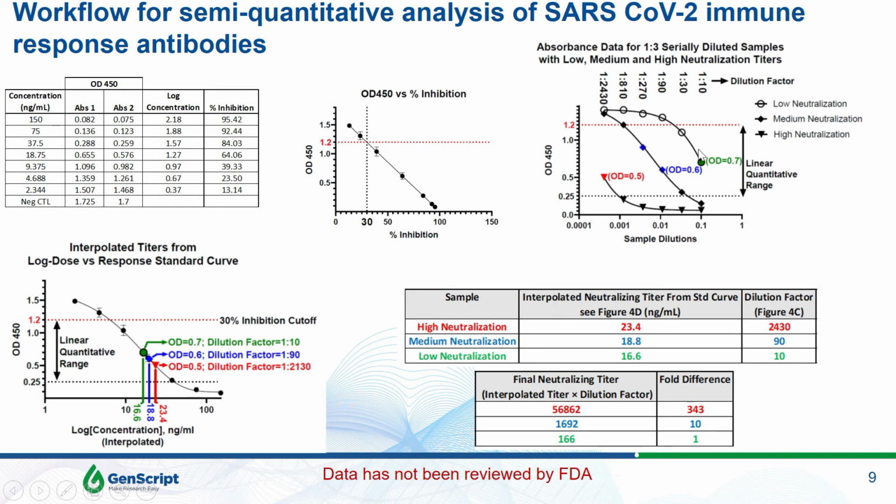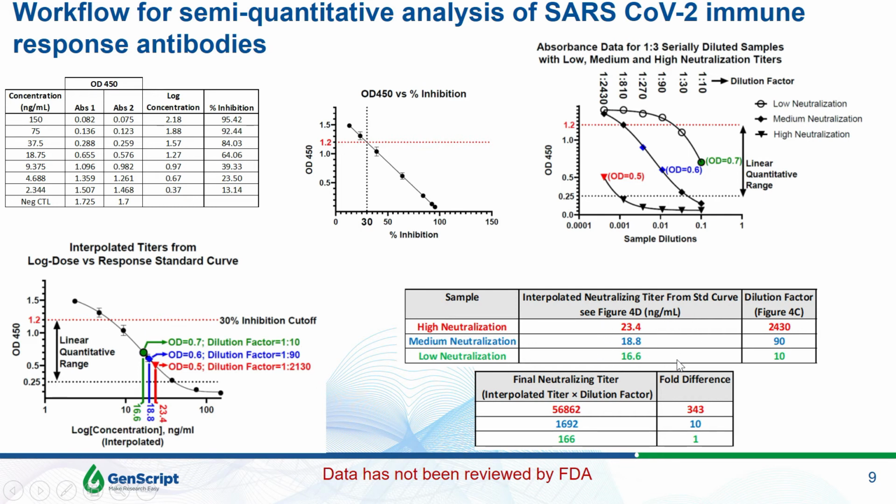So here's a low neutralization sample diluted from 1 in 10 to 1 in 2430. Same thing with the medium neutralization sample and a high neutralization sample. And we can see that for a low neutralization sample, we only need to dilute by 1 in 10 to be in this linear range that we have here for the individual samples. For a medium neutralization sample, somewhere between 1 in 30 and 1 in 270 is adequate to get a couple of points in this linear range. And then for a very high neutralization sample, we need to go all the way up to 2430 to get 1 point in the linear range. And then we can interpolate these data points we've chosen here onto the standard curve to get the titer values.